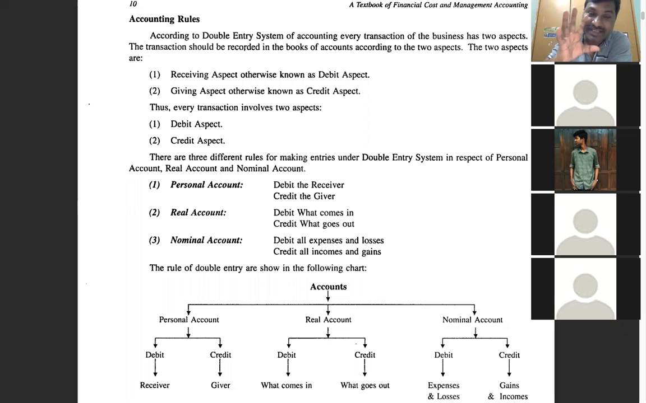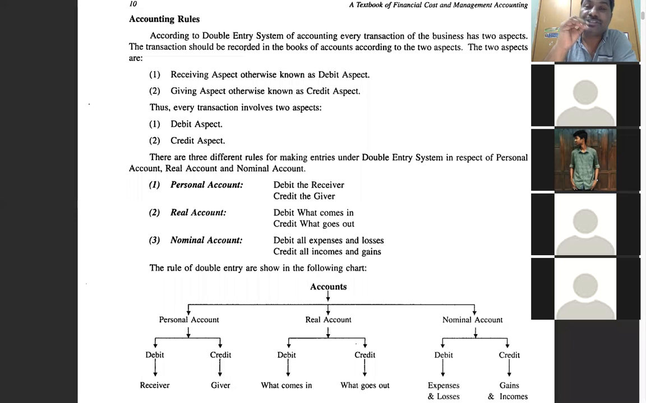In light of this, there may be 10,500 transactions in a business organization. All those 10,500 transactions should be put into one of these three types of accounts: personal account, real account, and nominal account. Even 1,56,500 transactions have to be put into these three types only.